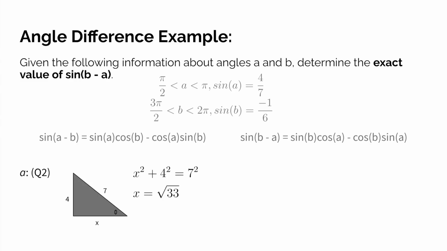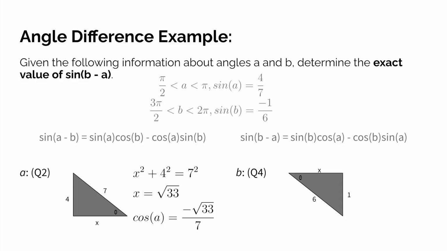We find that x equals the square root of 33. From here, cosine is adjacent over hypotenuse, and so we have square root of 33 over 7. And cosine in quadrant 2 is always negative, so our cosine of A would be negative root 33 over 7. And then we will do the same process for angle B. Looking at the bounds, we can tell that this is in quadrant 4.